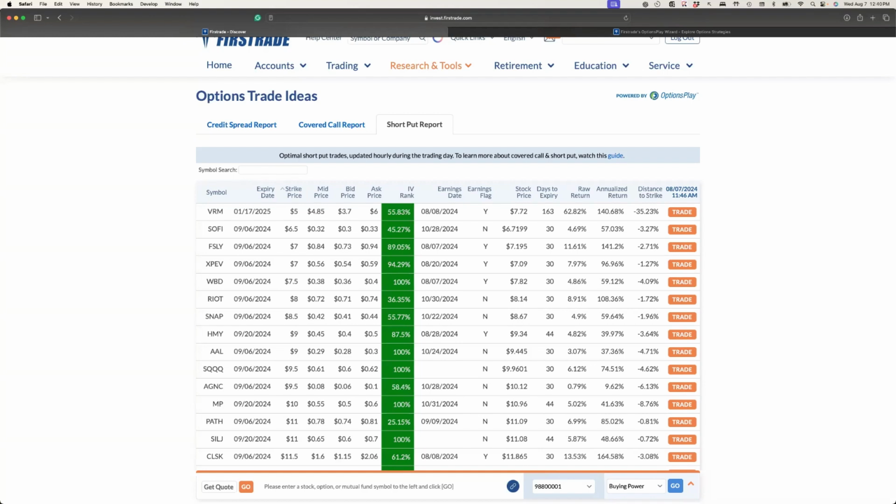Do covered calls require the amount in your account to buy 100 shares? Yes. Covered calls and cash secured puts require you to have the cash to own 100 shares of the stock, or to own 100 shares of the stock, in order for you to trade these types of strategies.